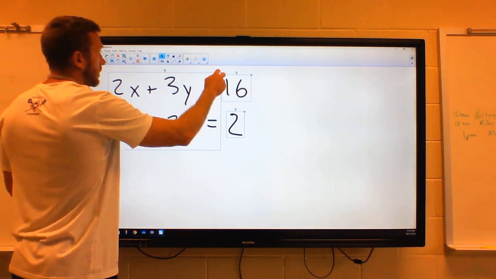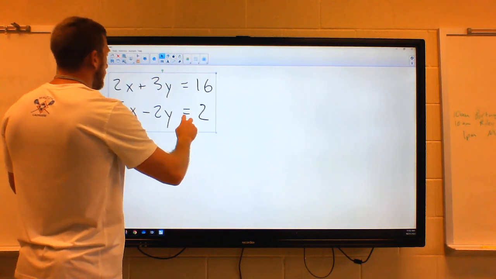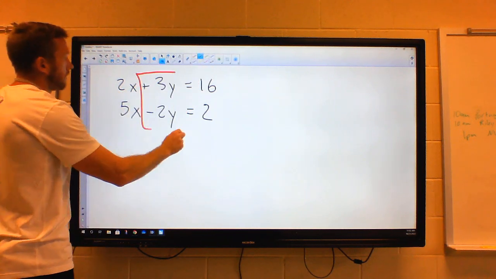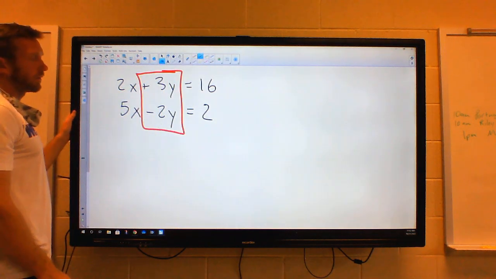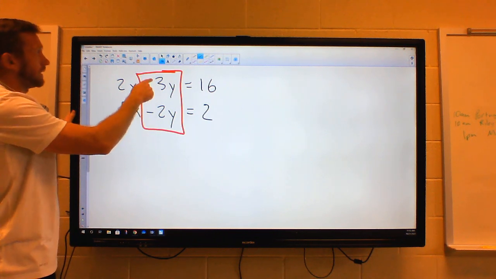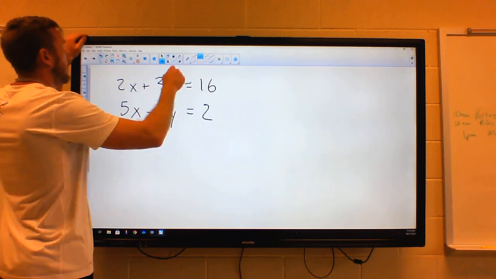So I'm actually going to group this, make it just a little smaller, so I can give myself some room over there. So I am going to look to eliminate the y value. The reason is because one term is already negative and one is positive. So this makes it a much easier problem knowing that one term is negative, one is positive.